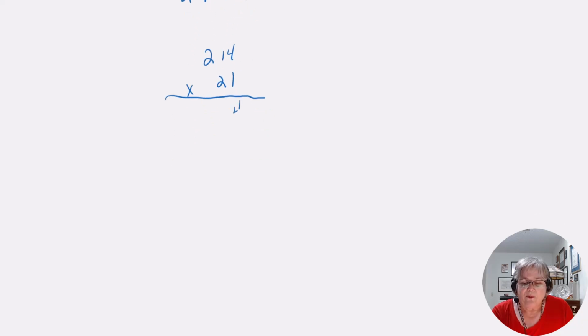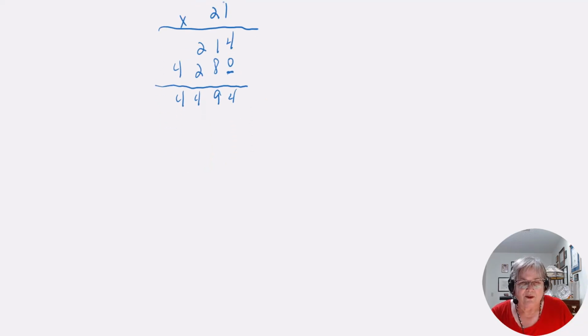So 1 times 4 is 4. 1 times this one here is 1. 1 times 2 is 2. Then we skip a spot. We leave this one blank, or you can put a 0 in, whichever way you were taught. 2 times 4 is 8. 2 times 1 is 2. 2 times 2 is 4. And we add down: 4, 9, 4, 4. Okay? All right. Now, if that left you kind of not sure about that, replay it again and see if you can follow along, or try it yourself and then replay it.